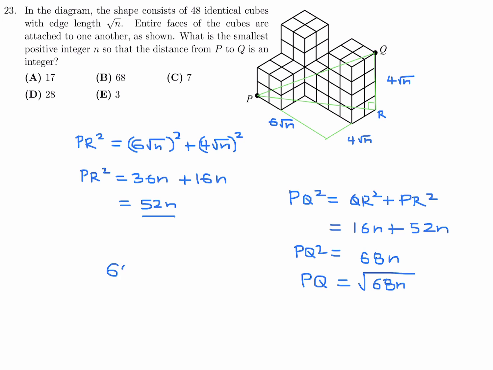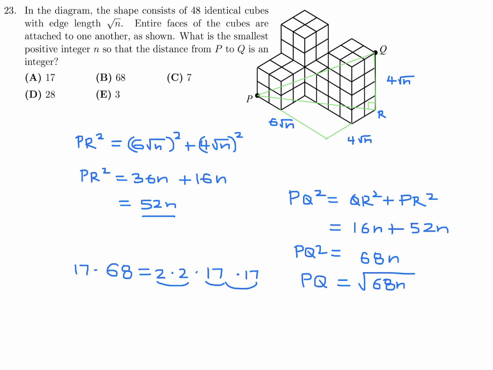Well, first of all, 68 is equal to 2 times 2 times 17. If 68n is a perfect square, then the square root of it will be an integer. But 68 is not a perfect square. It's 2 times 2 times 17. So what can n be? Well, this is a perfect square. If I add on another 17, then I've got a perfect square. Because 2 times 2 is a perfect square, and 17 times 17 is a perfect square.